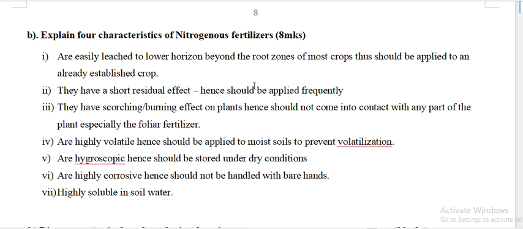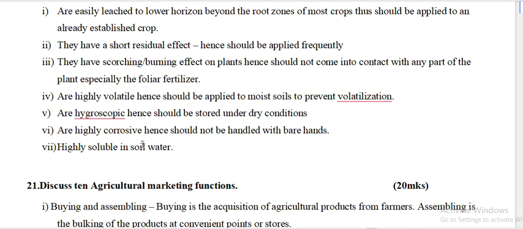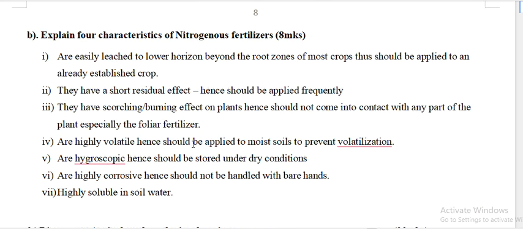Then they have a scorching effect on plants, hence should not come into contact with any part of the plant, except the foliar fertilizer. Highly volatile, hence should be applied to moist soils to prevent volatilization. They are hygroscopic, hence should be stored under dry conditions. Then highly corrosive, hence should not be handled with bare hands. Then highly soluble in water. That is part A.